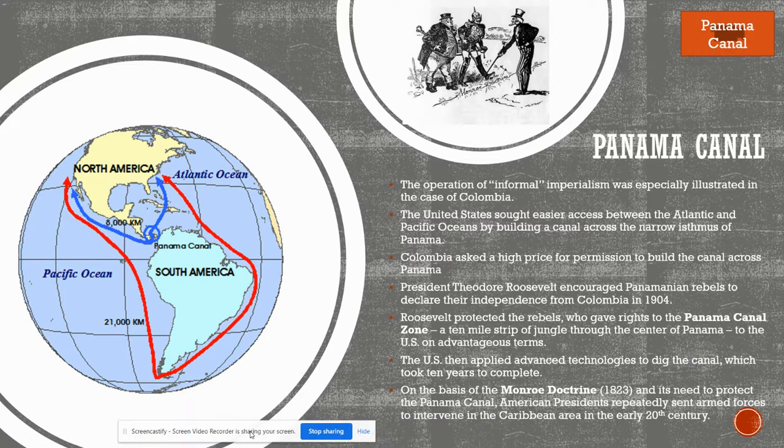And this is when we come up with the Monroe Doctrine. On the basis of the Monroe Doctrine and its need to protect the Panama Canal, American presidents repeatedly sent armed forces to intervene in the Caribbean area during the 20th century. Here are some pictures of some Europeans. This is a line drawn in the dirt, the Monroe Doctrine. So Europeans were not allowed to come into Latin America and try to influence Latin American countries anymore.